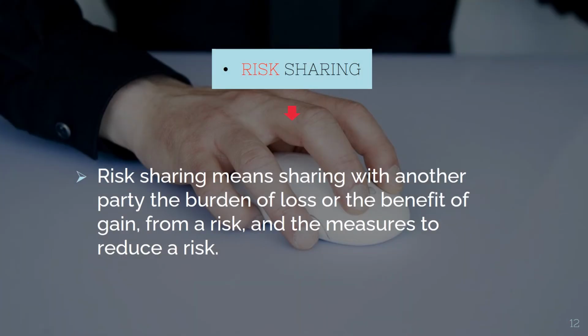Next is risk sharing. Risk sharing can be defined as sharing with another party the burden of loss or the benefit of gain from a risk and the measure to reduce a risk. For example, banks use this practice to lend a big amount to an individual large-size corporation, each bank supplying a portion of the loan funds. In these cases, both the profits as well as potential losses are shared between the two parties.